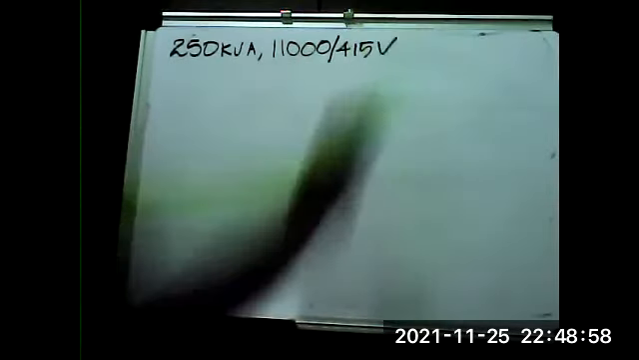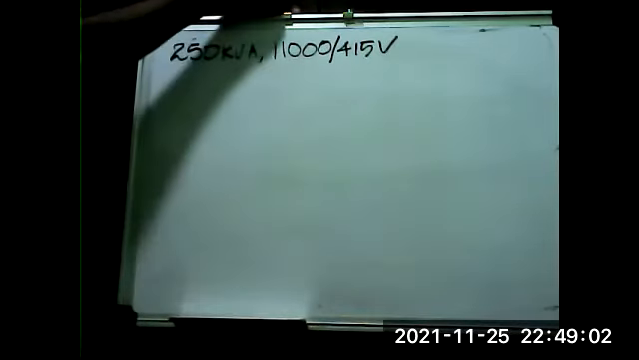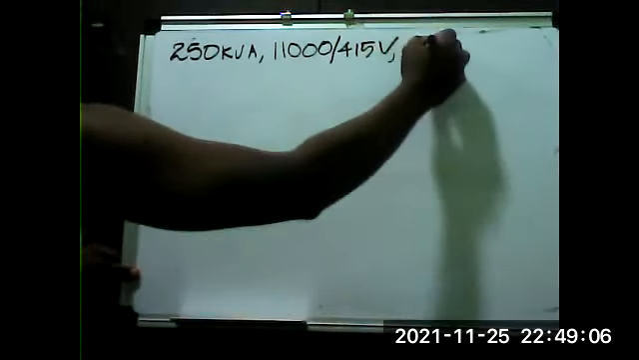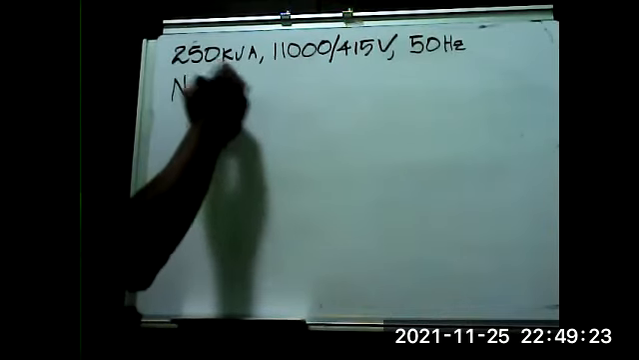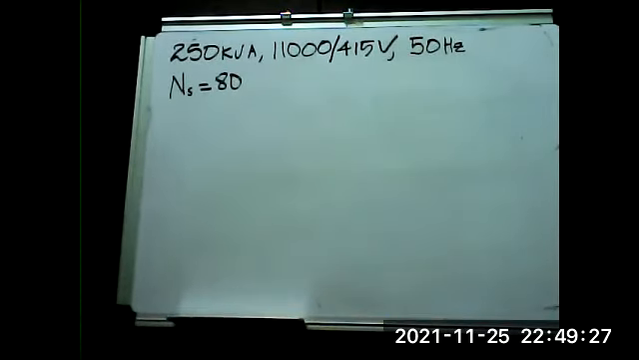Those are voltages. Comma, 50 hertz. A single phase transformer has 80 turns on the secondary. So the number of turns on the secondary is 80. Now the question is, calculate the approximate values of the primary and secondary currents. That's one. Second, the approximate primary turns. And third, the maximum value of the flux.